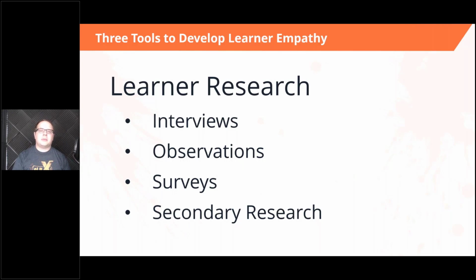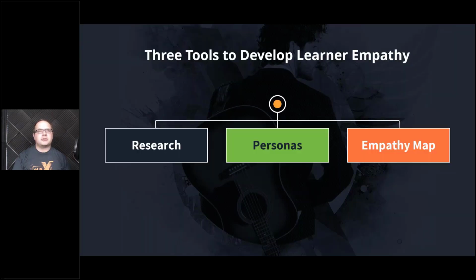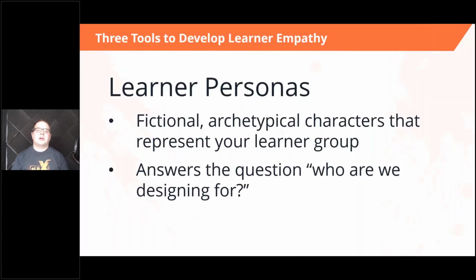And once you've gained all this knowledge from your research, you need a good way to distill that down. And so these next two tools will help you with that. So the first one that I want to talk about is what's called a learner persona. A learner persona is a fictional or archetypal character that represents your learner group. And so you're developing some sort of representation of all this information that you've gathered through your research. And it really answers the question, who are we designing for?